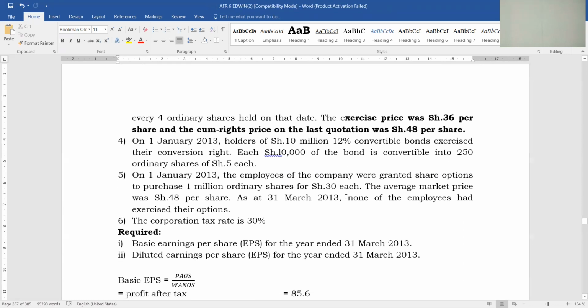Then there was another one in number 5, the share options. They said that on 1st January 2013, the employees of the company were granted share options to purchase 1 million ordinary shares for Shilling 30 each. The average market price was 48 per share. As at 31st March 2013, none of the employees had exercised their options. The corporation tax rate is 30%. Which means that we have only 2 potential securities.